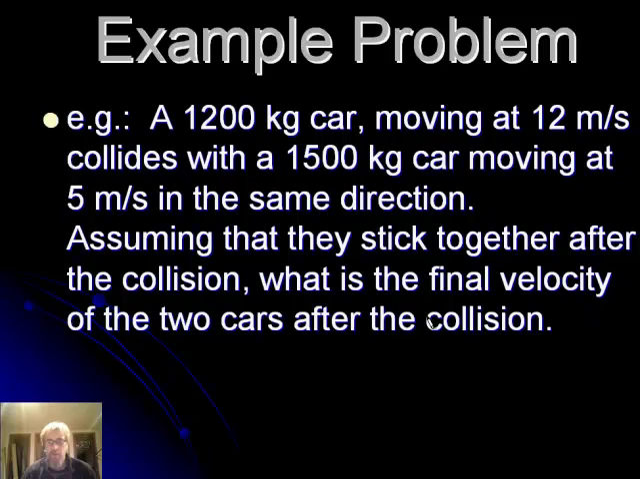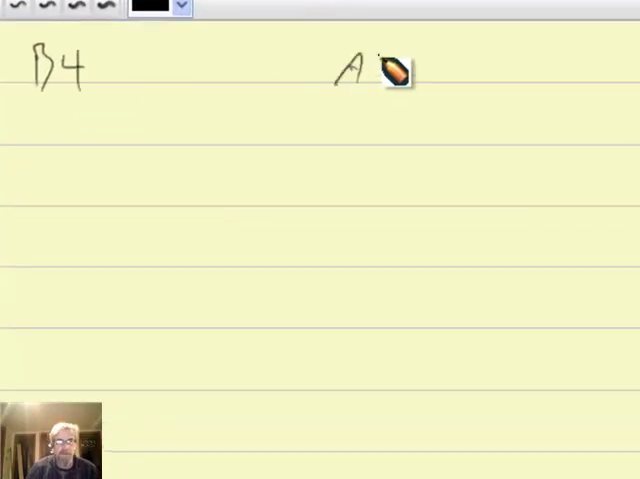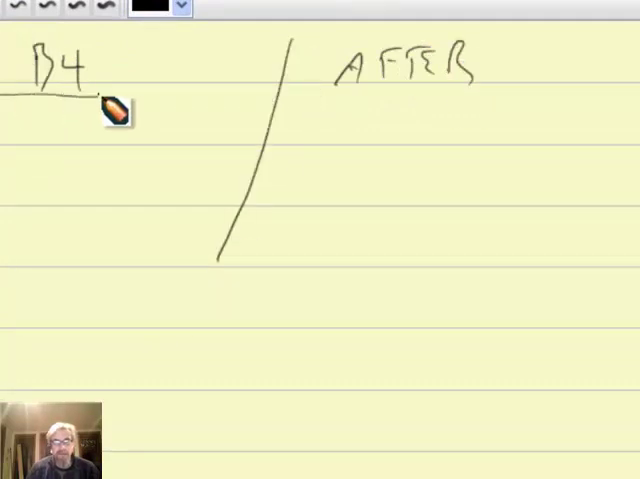Here's an example of a problem involving an inelastic collision. Got a 1,200 kilogram car, 12 meters per second speed, collides with a 1,500 kilogram car, moving 5 meters per second, and it's in the same direction as the other car. We're going to assume that they stick together, so that means inelastic collision. What's the final velocity of the two cars, which is now a set of two collided cars, after the collision? Well, let's set this problem up with a before and an after, keeping in mind that before and after should show the same total momentum.